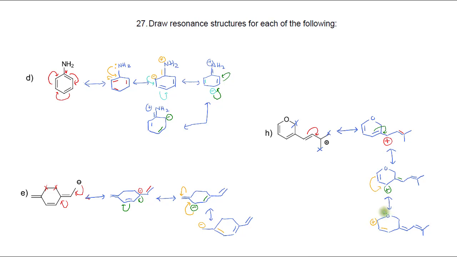The electron lone pairs from the oxygen can go to form a bond there. And now oxygen is positively charged. All right, and those are the Chapter 2 problems.